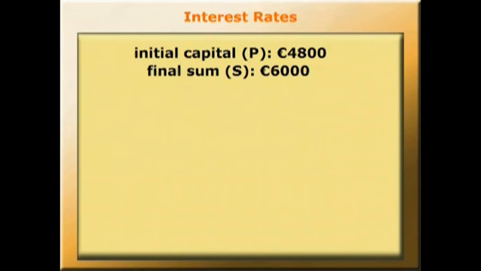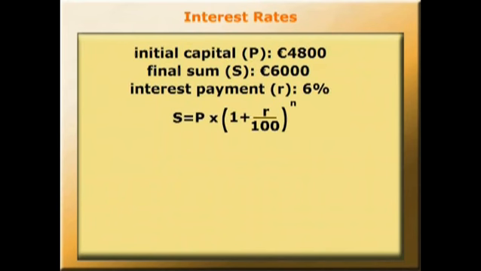We can use our equation to establish the number of years it takes to turn 4,800 euros into 6,000 euros with an annual interest payment of 6%. We know that S equals P times (1 plus R over 100) to the N, and we know S, P, and R, so we should be able to solve for N. So let's solve the problem, assuming that we've got a 6% interest rate.